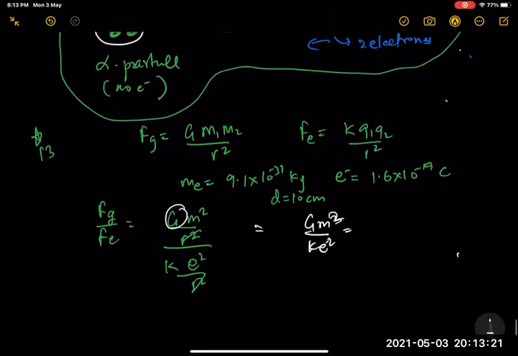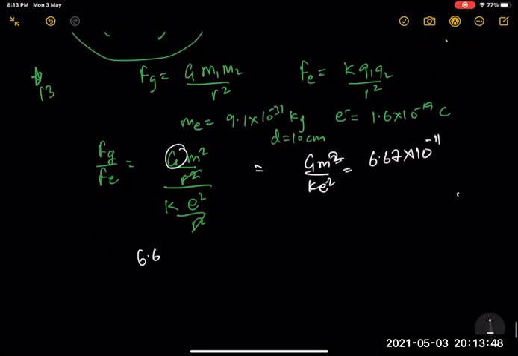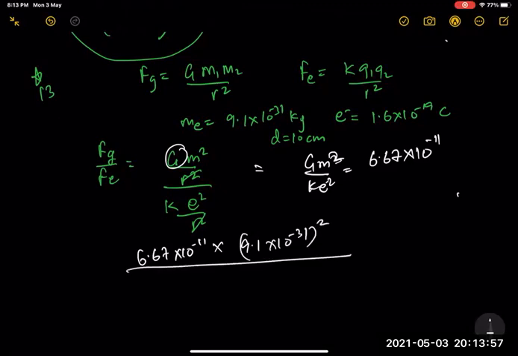Now what is G? What is the value of capital G? 6.67 into 10 power minus 11. Okay. And m square, I'll write it nicely here: 6.67 into 10 power minus 11 into m square, which is 9.1 into 10 power minus 31 the whole square, divided by k, where K is 9 into 10 power 9, into e square, which is 1.6 into 10 power minus 19 square.